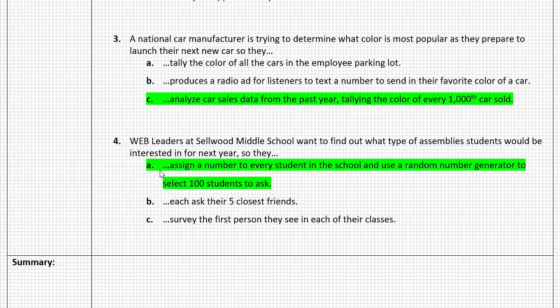If you said A, I agree with you. Once again, it mentions the word random, so that is a good indicator. Random number generators are a great tool to use when selecting random samples. And 100 students is a pretty good proportion of the 600 students that are in the school. So that means 1 out of 6 students would be surveyed. It's a really good data set. So A would be our best choice.